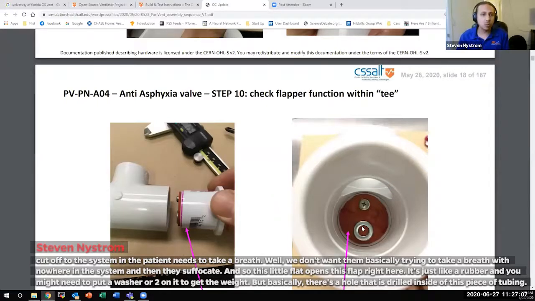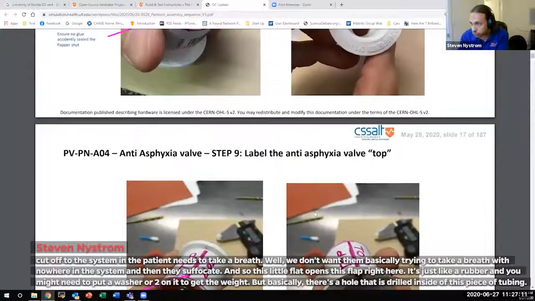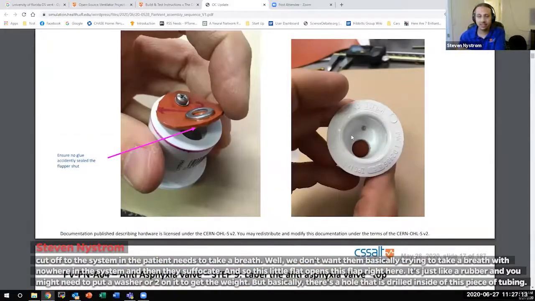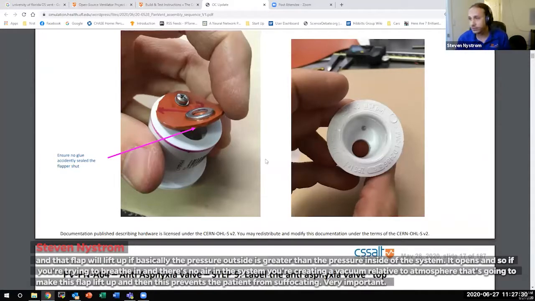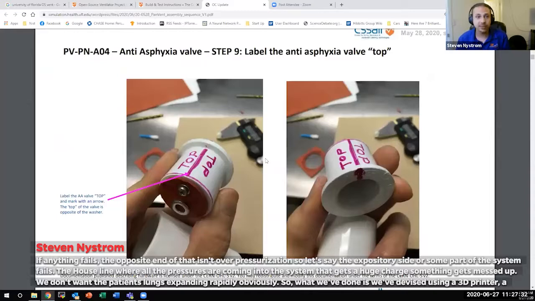And you might need to put a washer or two on it to get the weight, but basically there's a hole that is drilled inside of this piece of tubing, and that flap will lift up if the pressure outside is greater than the pressure inside of the system. And so if you're trying to breathe in and there's no air in the system, you're creating a vacuum relative to atmosphere, that's going to make this flap lift up, and then this prevents the patient from suffocating. Very important if anything fails.